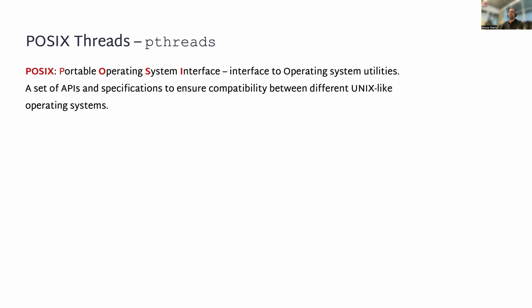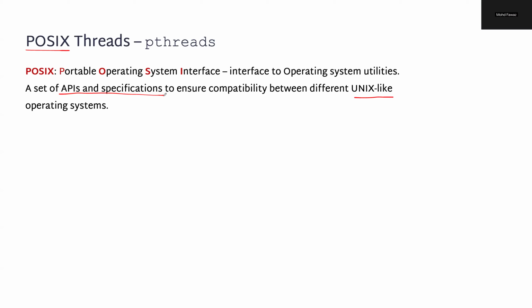All right. So first, let's see what POSIX actually means. Does anyone know what POSIX actually is? Yeah, please. It's a Unix-based OS library. It helps with working with multi-process and multi-threading. Well, it's not a library, it's a set of APIs and specifications.